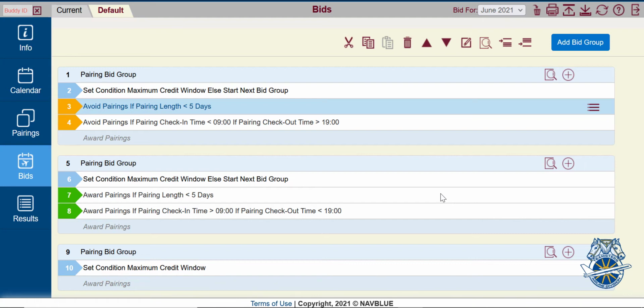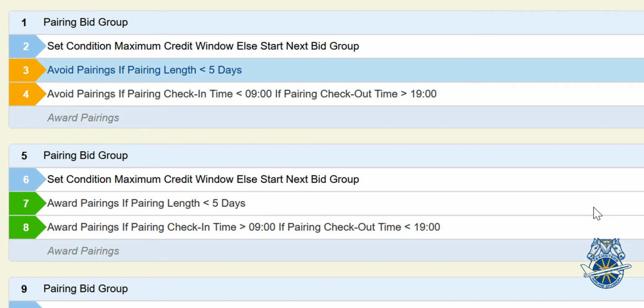Justin, take it away. Hey guys, so like Stefan was saying, words have meanings when it comes to this portion of the bids. Avoids, like I've been mentioning earlier, are hard lines in the sand. If we take a look at this first bid group, we set the conditions in here. These are theoretically going to be saying the same thing. In the first bid group, we have the set conditions, credit window, maximum L-star next bid group. So we're telling the system, hey, if I can't get max credit, don't even worry about anything below. And we have that the same on both bid groups.